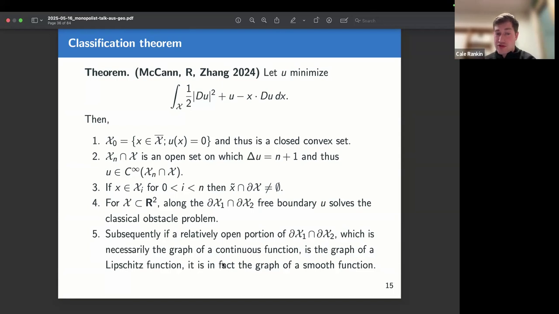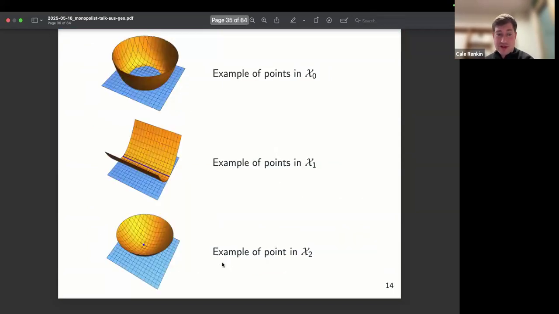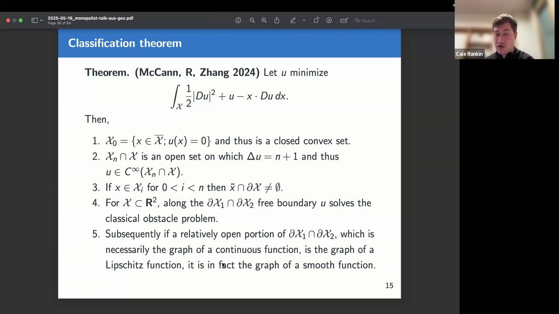Now, the next result is that for these other regions, so for example, in the picture, this line segment along which you're affine, all of these intersect the boundary. And what you're going to see in the talk is that that provides us with a very powerful tool for studying this problem. It's going to let us prove point 4, which is that in 2 dimensions, along the x1, x2 free boundary, u in fact solves the classical obstacle problem. And once we have a classical obstacle problem, we can obtain some regularity. Namely, we can say that wherever this free boundary is the graph of a Lipschitz function, it's in fact the graph of a C infinity function.